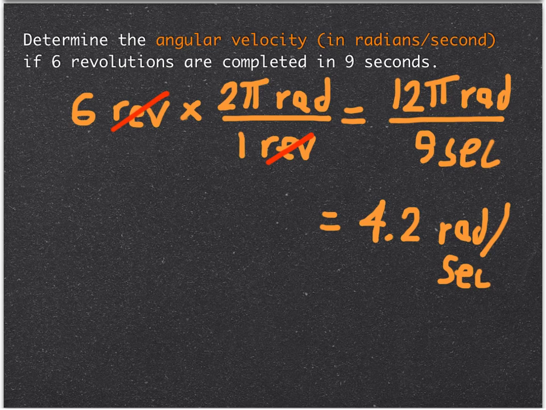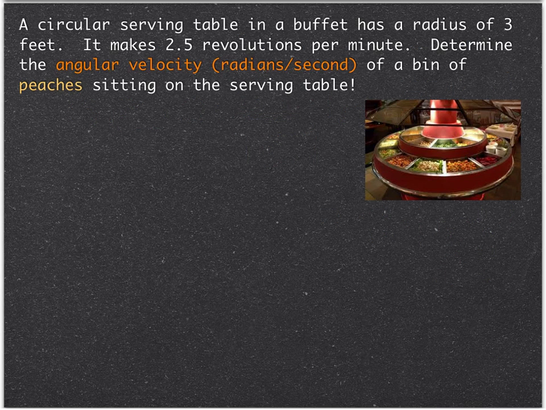All right? So that's pretty basic, pretty common sense, I think. Just think about how many total degrees or radians, in most cases, this object has traveled, and divide it by the time factor. All right, let's look at this one. A circular serving table in a buffet has a radius of 3 feet. It makes 2.5 revolutions per minute. Determine the angular velocity of a bin of peaches sitting on the serving table, or whatever kind of delectable delight you'd like.